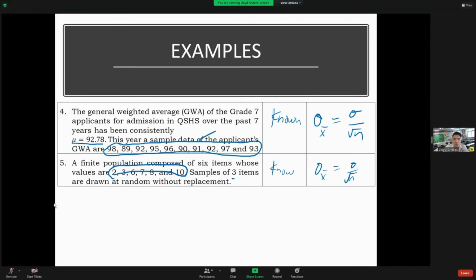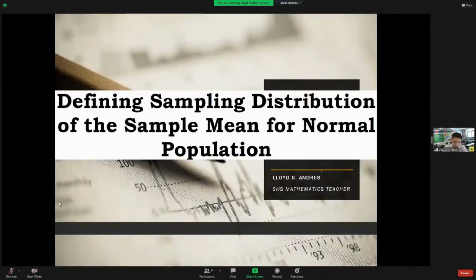Basically, mao to ang pag-identify kung known or unknown ba ang population variance. Again, considered siya known kung kaya nimo i-solve using the given data. Kung dili nimo ma-solve ang population variance, unknown siya. So that's all sa defining sampling distribution of the sample mean for normal population.